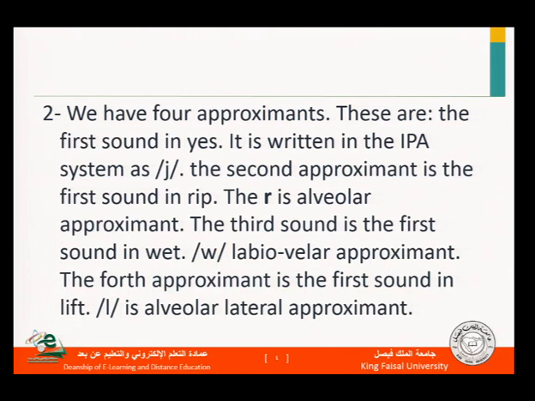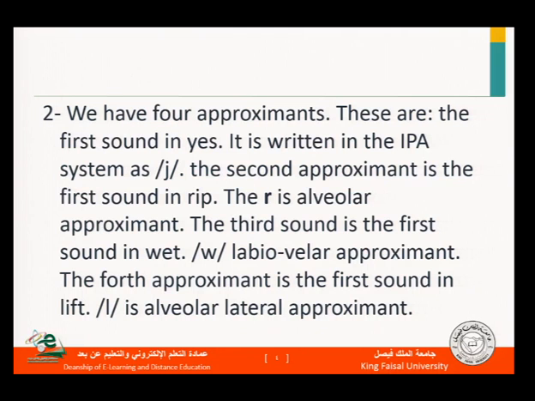The R is alveolar, because if you pronounce the R you will say ra, and as such the tip of the tongue is pressed against the alveolar ridge. The R is an alveolar approximant. The third sound is the first sound in wet. The wa is considered an approximant as well, and it is indeed a labio-velar approximant. So the wa is considered a labio-velar approximant, and the fourth approximant is the first sound in left, which is the L.